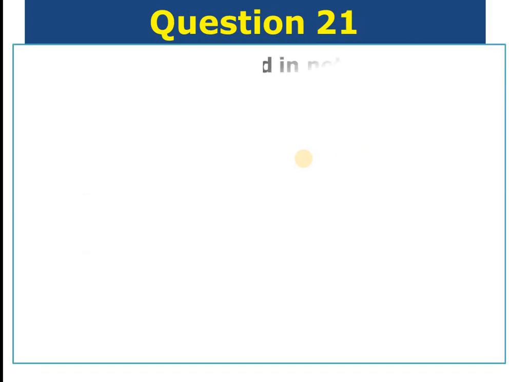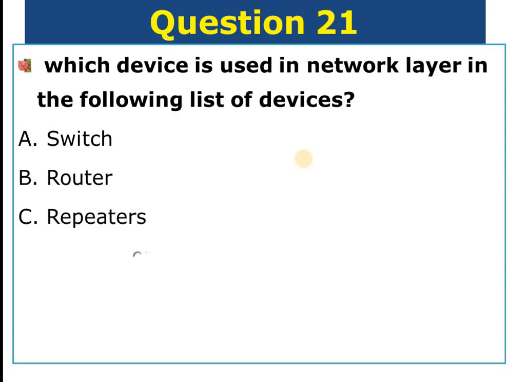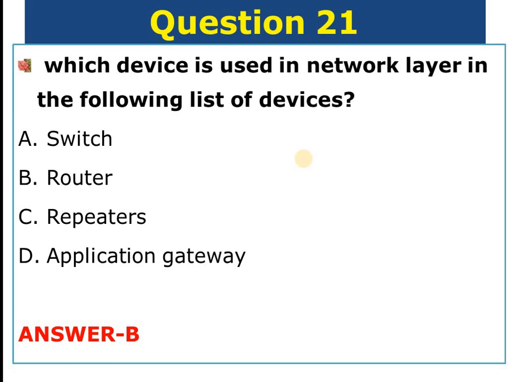Question number 21. Here is question number 21. Which device is used in network layer in the following list of devices? A. switch, B. router, C. repeaters, D. application gateway. Choice B is the answer. Router. It is used in network layer.